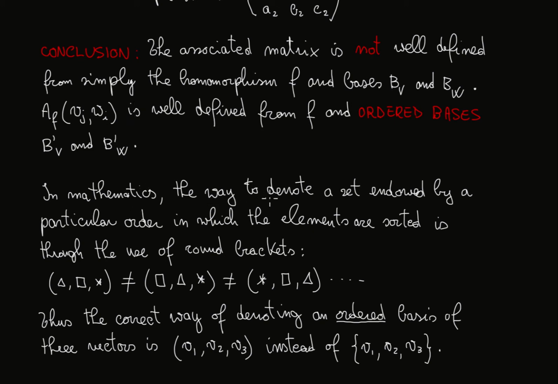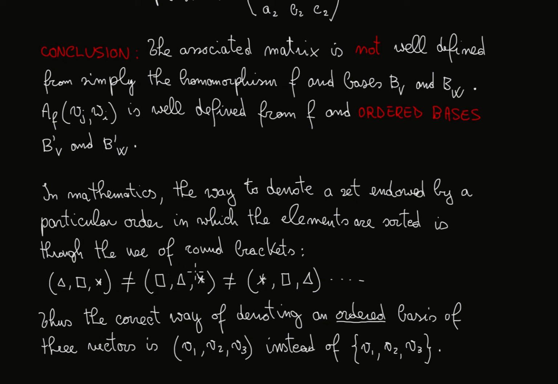In mathematics, the way to denote a set endowed by a particular order in which the elements are sorted is through the use of round brackets. For instance, if we denote the set that we wrote before of three elements, triangle, square and star, and we write them in round brackets instead of curly brackets, then we are implicitly saying that this is a set of these three elements endowed with this particular order: first the triangle, second the square, and third the star.